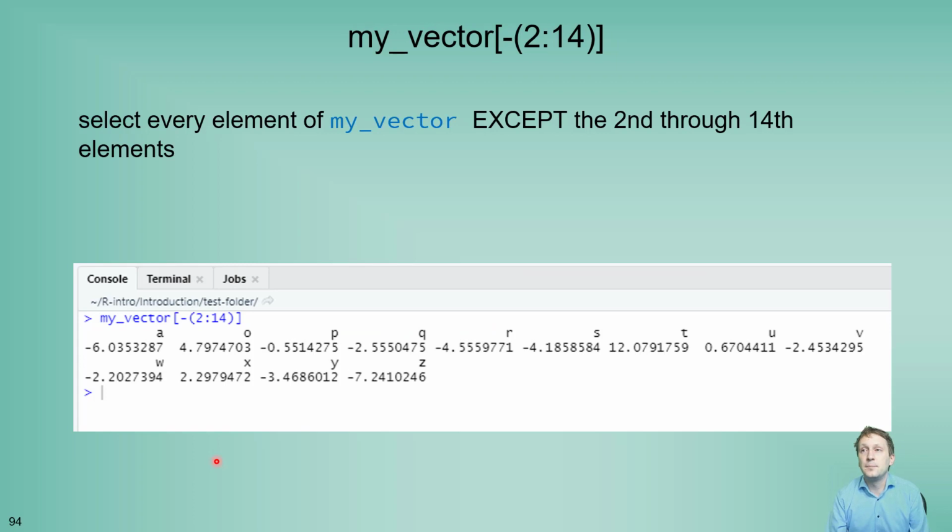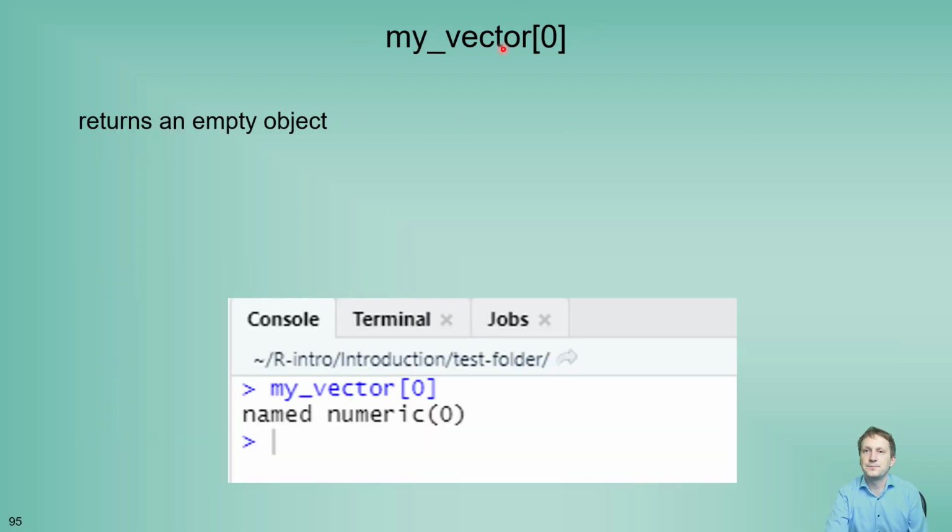Putting a minus ahead of (2:14) will actually select every element of my vector except the 2nd through 14th element. Also be careful here, you really need these parentheses, because otherwise it would go from -2 to 14. That's not what you want. You actually want all of the numbers from 2 to 14 to have a negative sign attached to it, and that's why you need the parentheses.